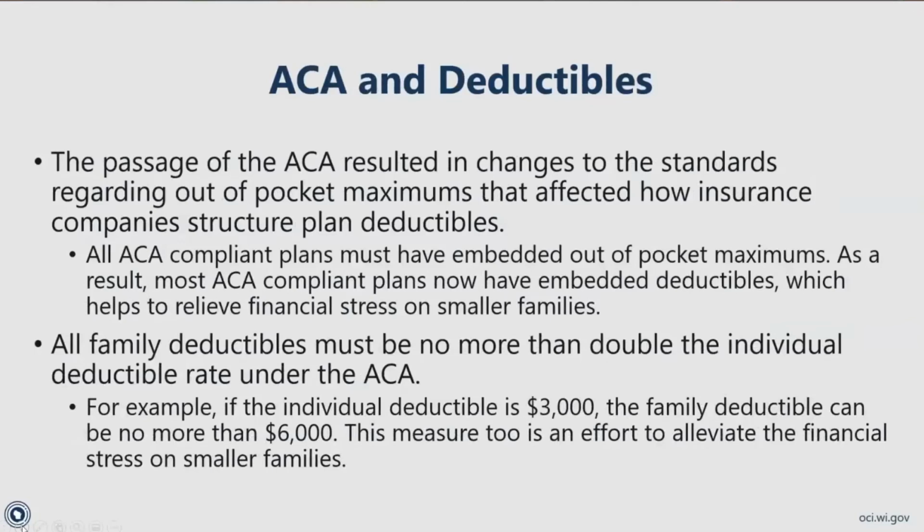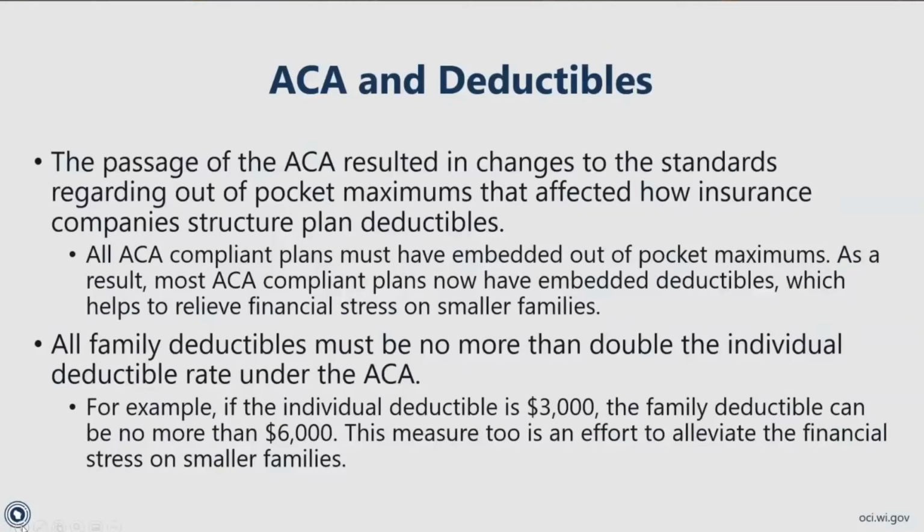So under the ACA, there were some changes to these out-of-pocket maximums and how they affect structures. All ACA compliant plans now, as of 2016, I believe, have to have embedded out-of-pocket maximums. As a result, most ACA compliant plans now do have these embedded deductibles, which help relieve financial stress for smaller families. All family deductibles must be no more than double the individual deductible rate under the ACA. For example, if the individual deductible is $3,000, the family deductible cannot be more than $6,000. And this is a way also to help alleviate the stress on smaller families.